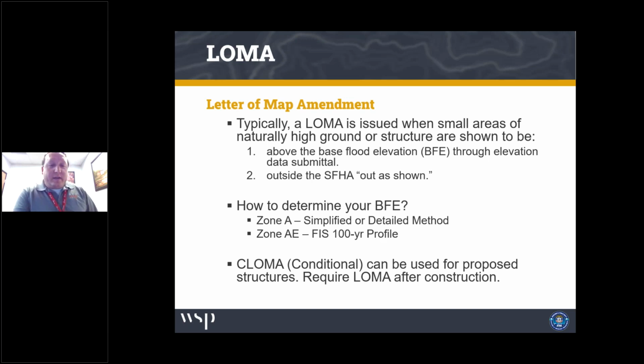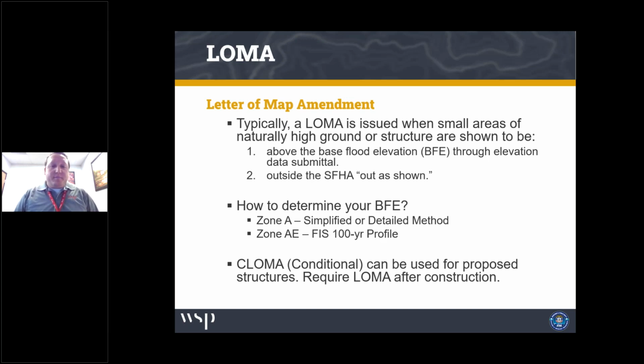In a zone AE floodplain, the BFEs are actually on the map. So you can pull the BFE from the profile in the FIS study and establish what that BFE is, and then show that the survey of the land around the structure is higher than the BFE, therefore the LOMA can be processed.